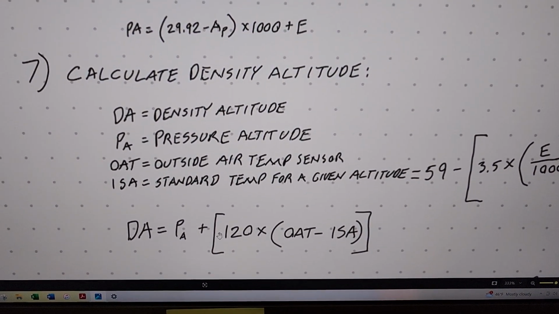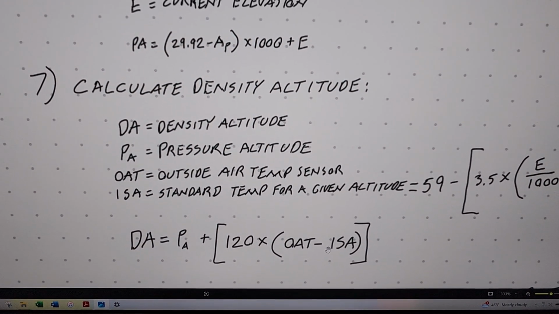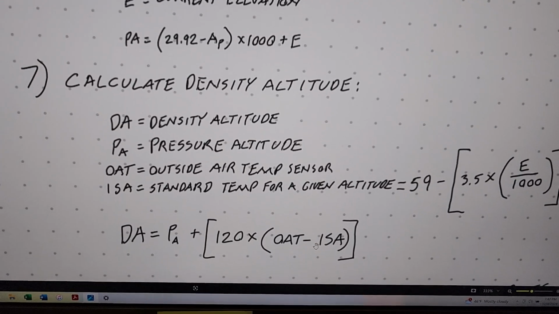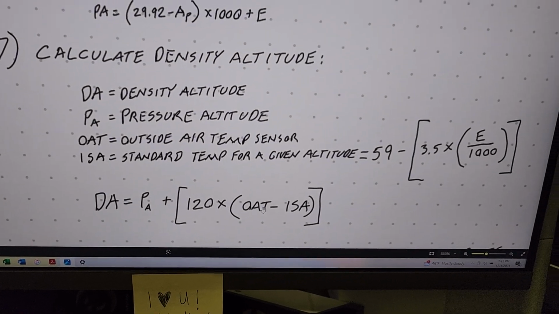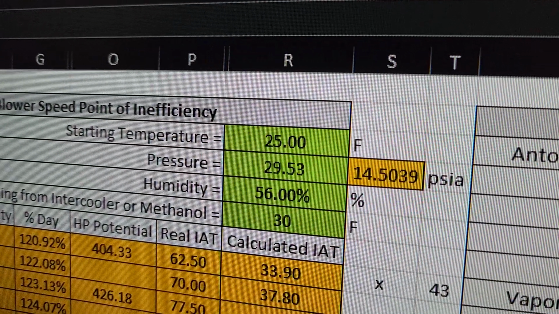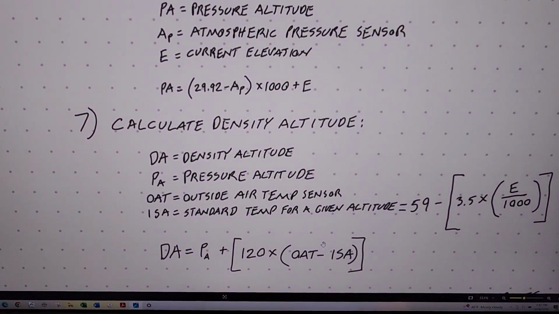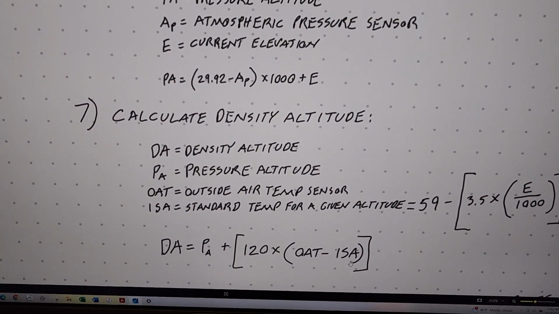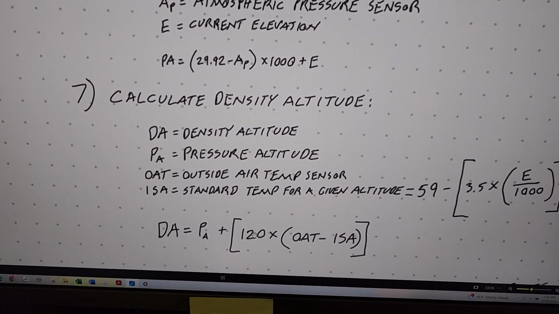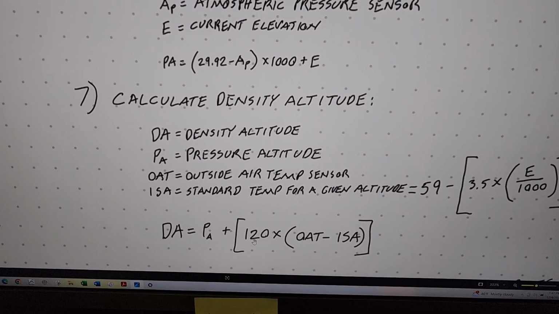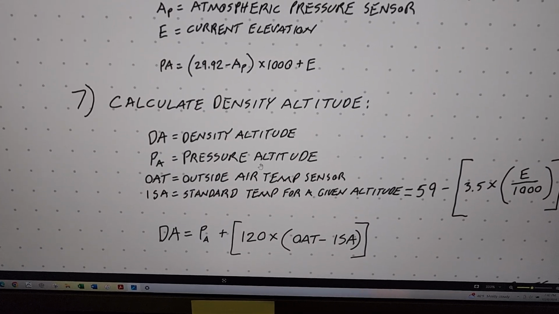All right, so that's the number. So that's your ISA, standard temperature for a given altitude. Okay, so you're going to do outside air temperature, which is just 25 degrees for me today, or at least this morning, and then subtract your calculated number from up here, your ISA. You're going to multiply that by 120. This is a fixed value. And then you're going to add that to your pressure altitude.